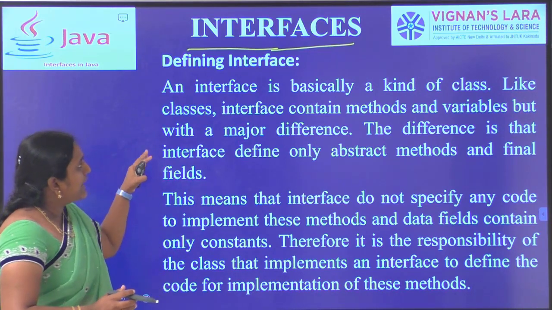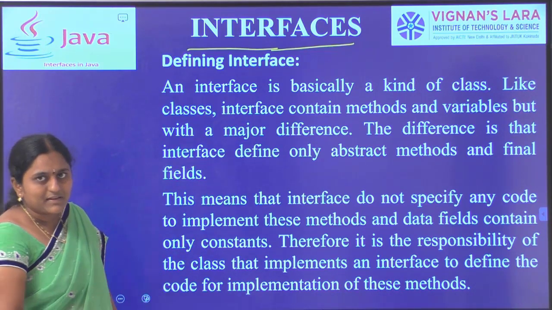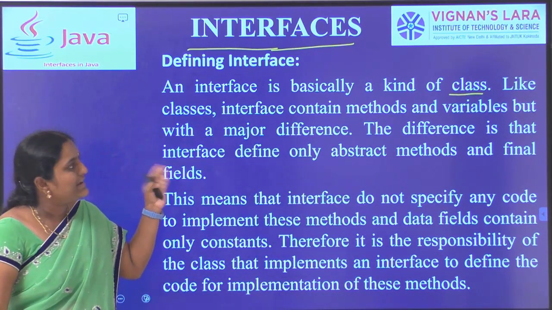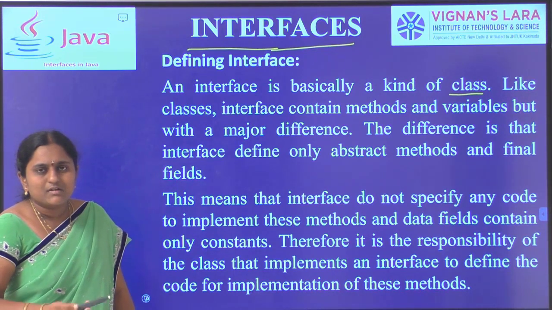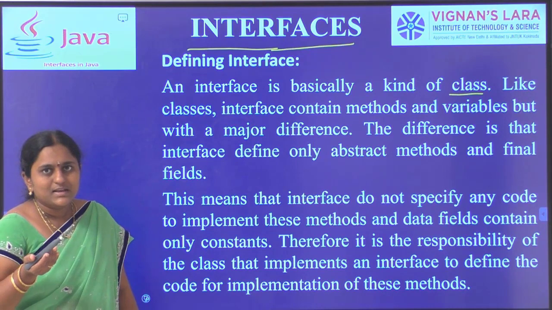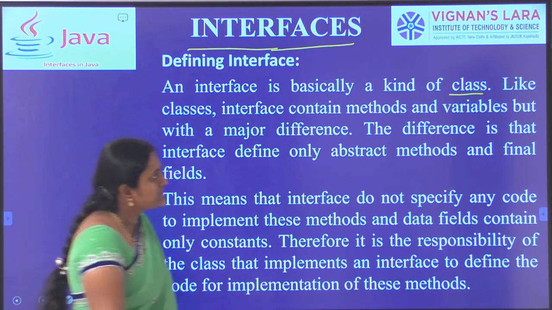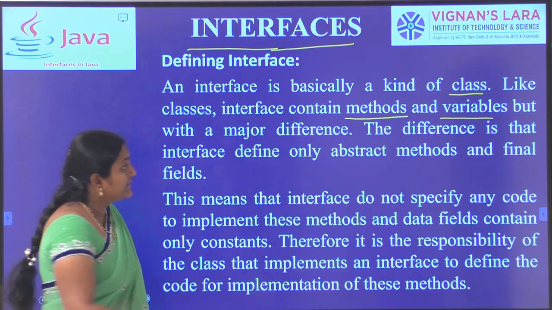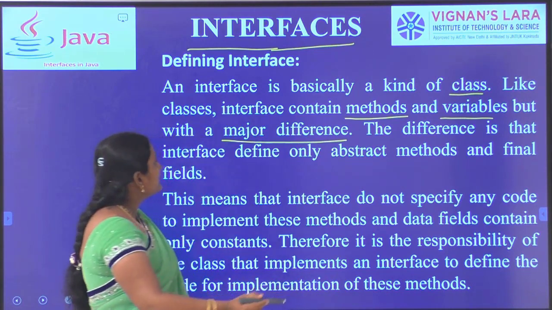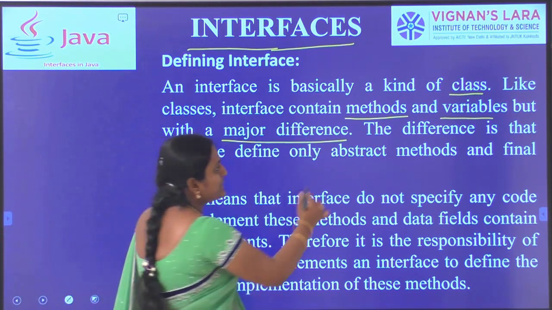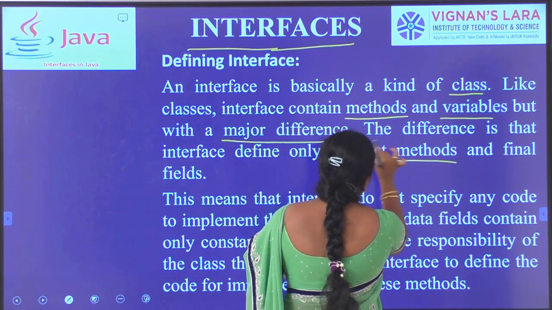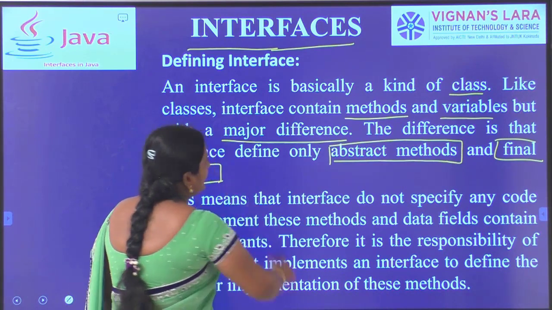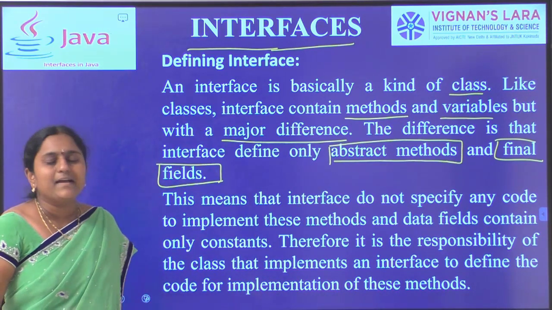Listen everyone. An interface is basically a kind of class. Like classes, interfaces contain methods and variables. But with a major difference. What is the difference? The difference is that an interface defines only abstract methods and final fields.